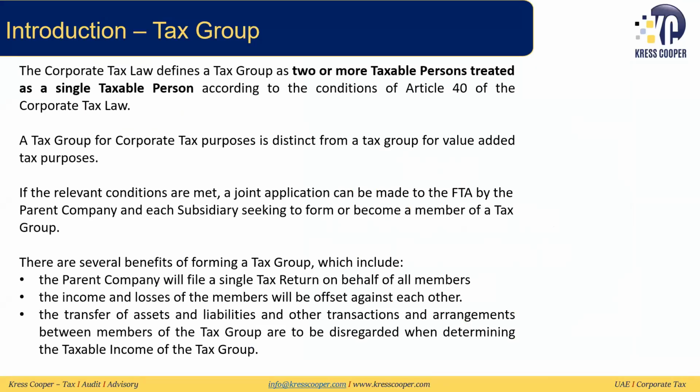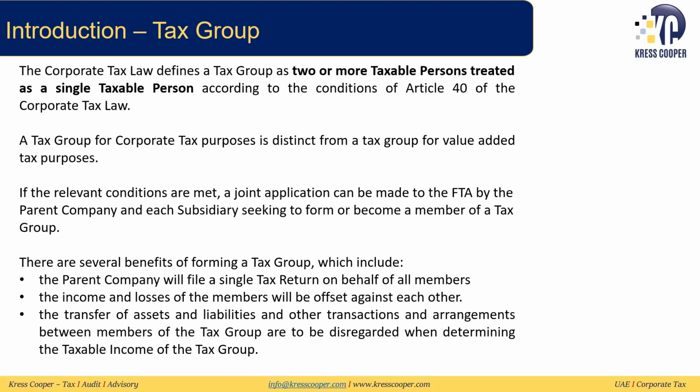So let's recap from the start what a tax group is. If two or more companies under the corporate tax law, under Article 40, are meeting all the conditions, then they can be treated as a single taxable person, which is what a tax group essentially is. It treats two or more companies as a single taxable person. So under the law they are looked at as one company rather than different companies.